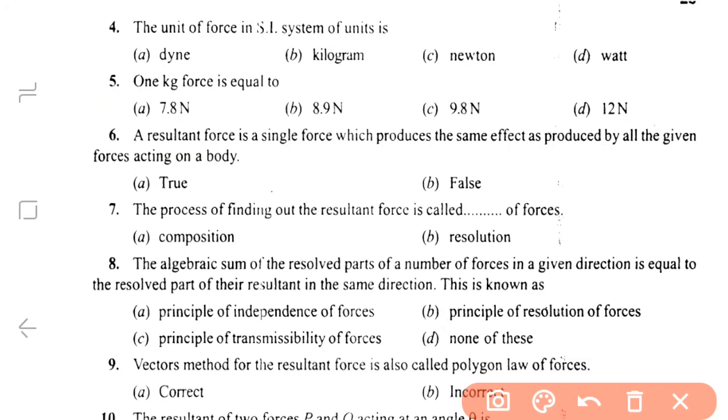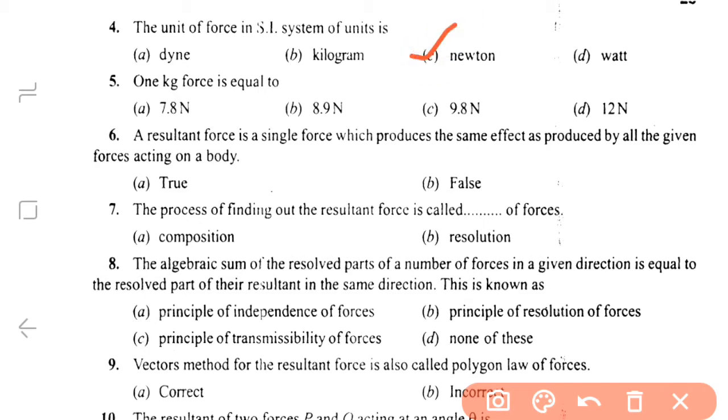Now next is friends, question number 4. The unit of force in SI system of units is A is Dyne, B is kilogram, C is Newton, D is watt. Here correct option is C, that is Newton. The unit of force in SI system of units is Newton.